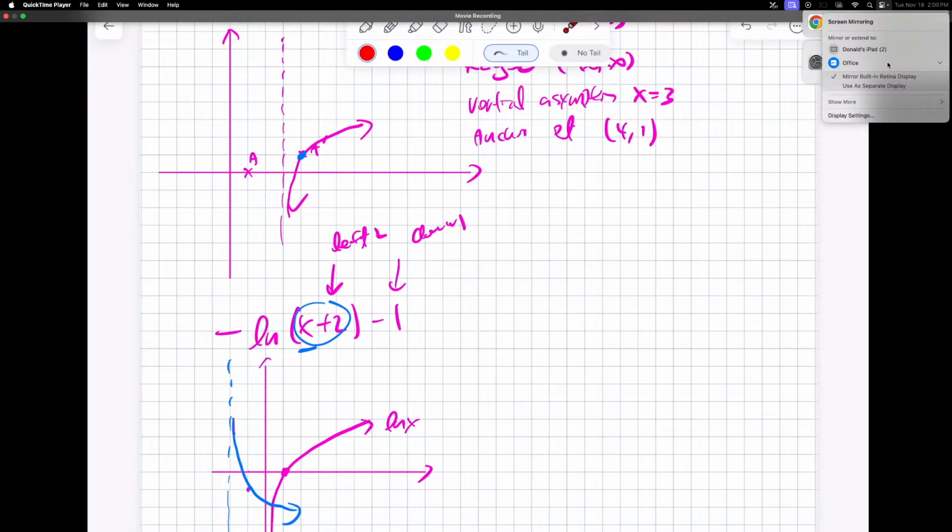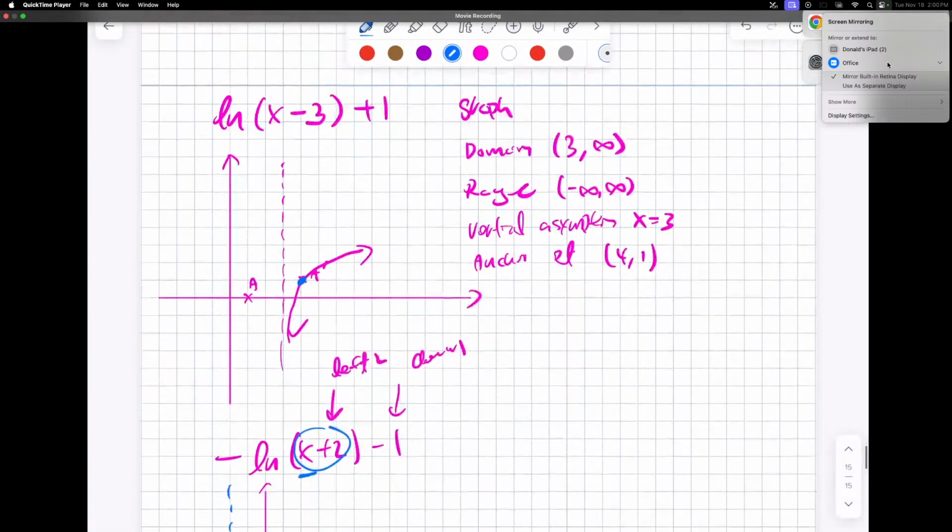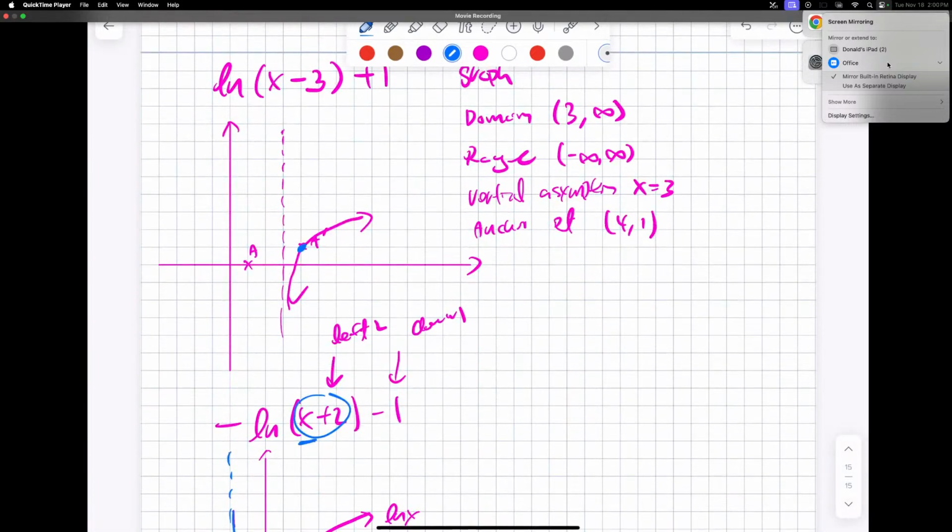How do you know the anchor point? The anchor point is always this point. It's always (1, 0) for this one, or (0, 1) for this one. So that's the graph you have to memorize. Okay. So now we know the domain and range and graph, which is nice.